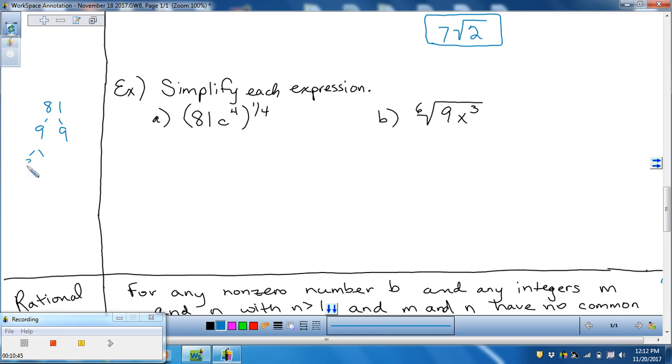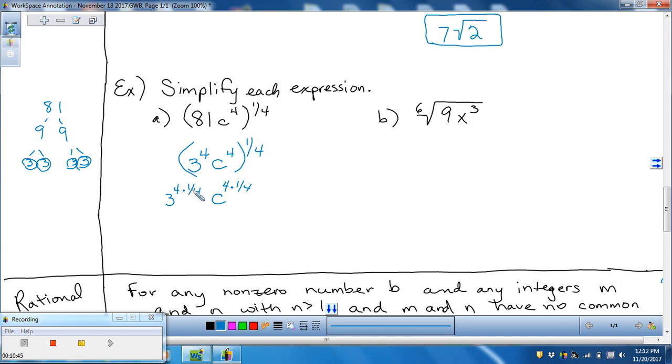9 is 3 times 3, and 3 times 3, so we have 3 to the 4th power times c to the 4th, and that's all raised to the 1/4 power. Now we're going to do our power of product rule. So we have 3 to the 4th raised to the 1/4, so 4 times 1/4 is going to be our exponent. C to the 4th raised to the 1/4 power, so 4 times 1/4 will be our exponent.